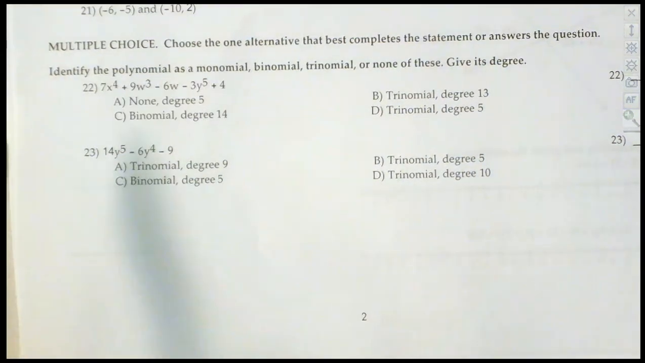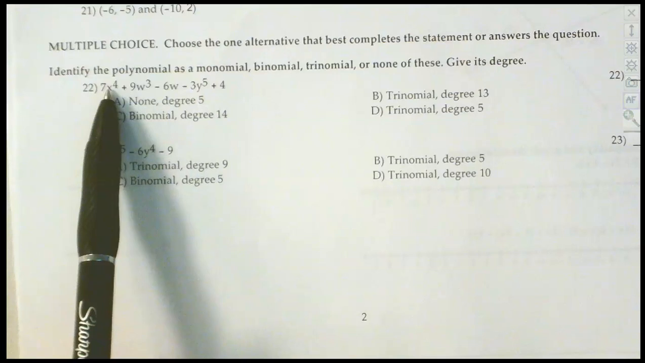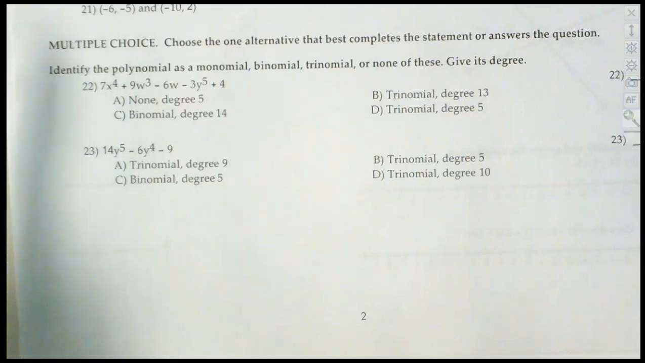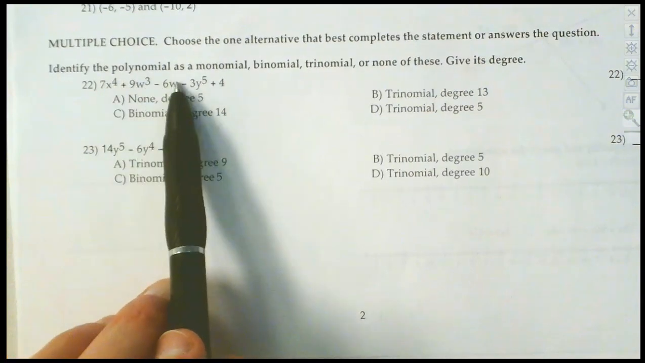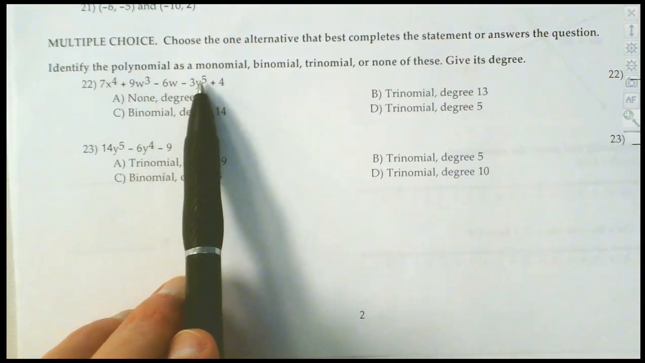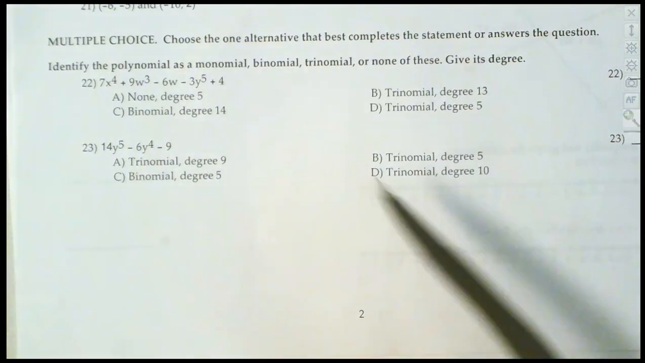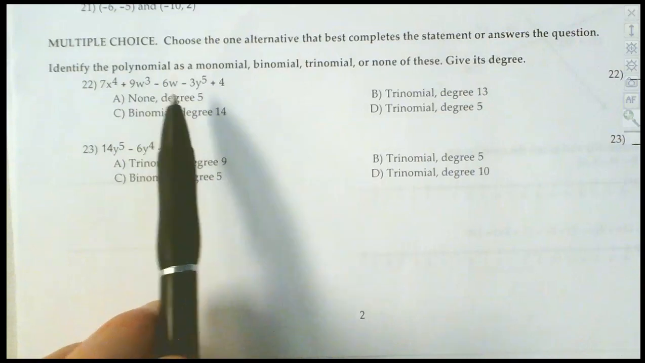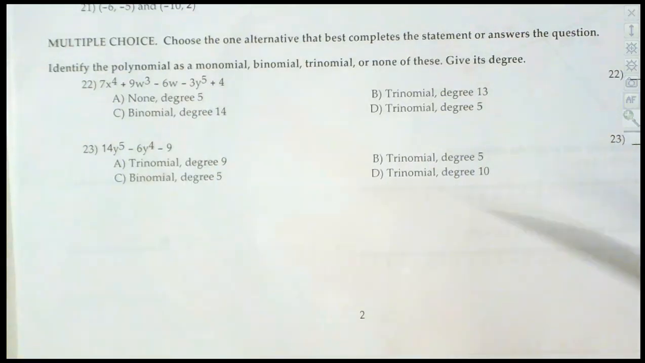When I look here, how many terms do I have in this first one? We've got 1, 2, 3, 4, 5. Okay, 5 terms. So it's none of them. So it's not a monomial, not a binomial, not a trinomial. What's my degree? Degree is the highest power, okay, and we've got a 4, a 3, a 1 there, and a 5. So that's y to the 5th. So my highest power would be 5. So what would that one be? It would be none and degree what? Degree 5. Okay, what about 23? What would 23 be?